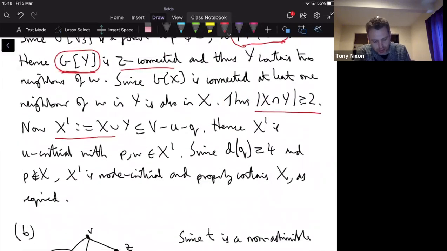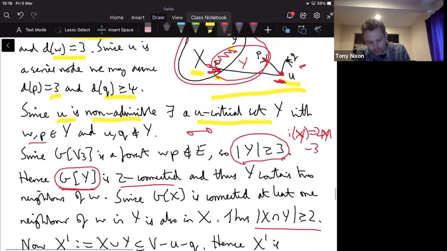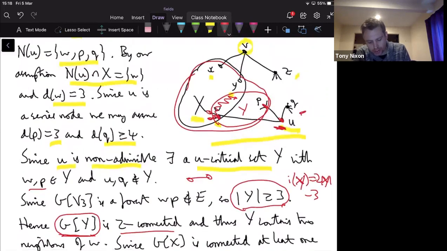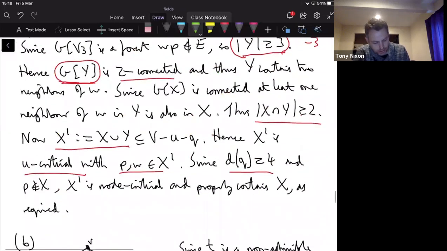So X dash, which is X union Y, is U critical with 2 of its neighbors in there, and the 3rd neighbor has degree at least 4. Oh, and I guess the other important point was that U had exactly 1 neighbor in X. So this vertex P was in X union Y, not in X. So X union Y is strictly bigger than X. And since P is not in X, X dash is node critical and properly contains X. So that's proved the first part.